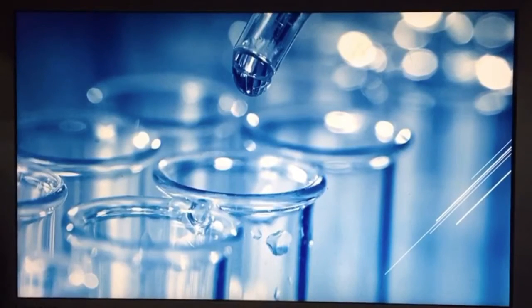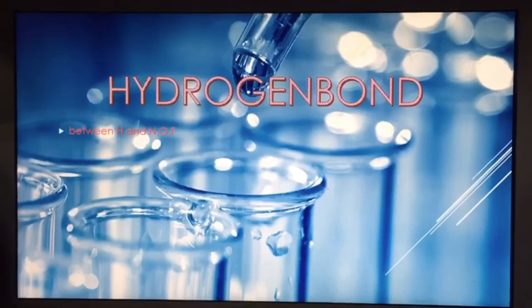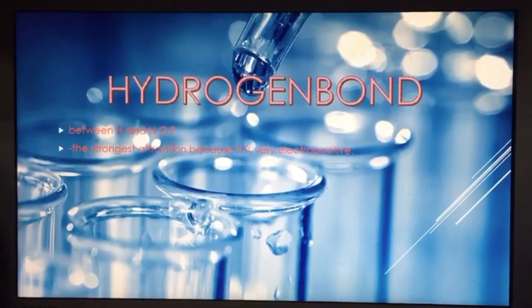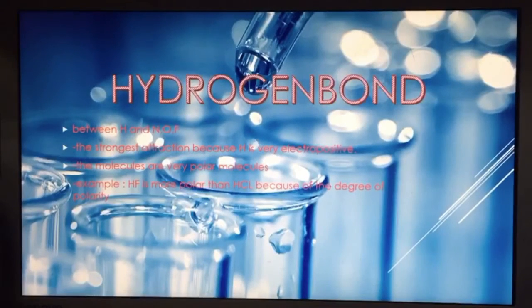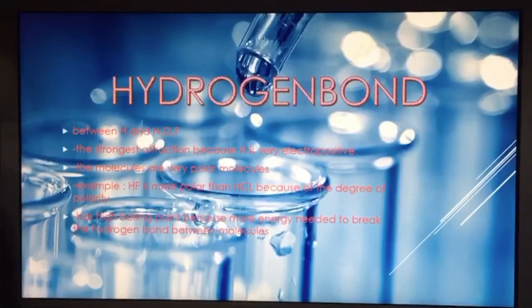The first type of intermolecular force, hydrogen bond. Between atom hydrogen and nitrogen, oxygen and fluorine. The strongest attraction because hydrogen is very electropositive. The molecules are very polar molecules. Example, hydrogen fluoride is more polar than hydrogen chloride because of the degree of polarity. It has a high boiling point because more energy is needed to break the hydrogen bond between molecules.